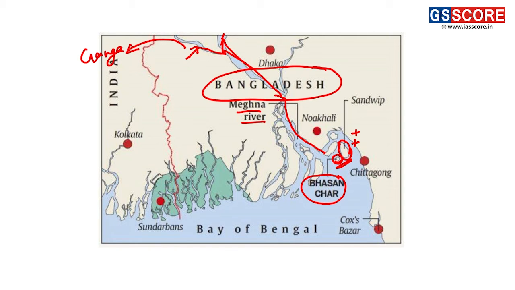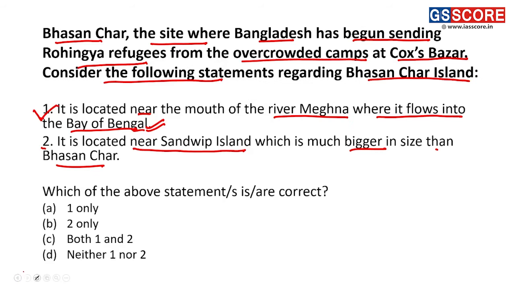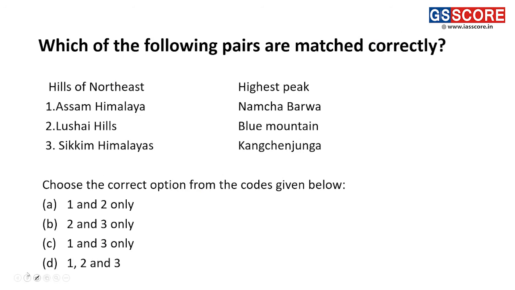Here we can see the Rohingya refugees who are quite in excess in this Cox's Bazar region. They are being transferred from Cox's Bazar to the Bhashan Char island. This is a strategy being adopted right now by Bangladesh and also by Myanmar to lower the density of the Rohingyas living in this region. This is why these islands were in the news. So both statements 1 and 2 are correct, and C is the correct answer.